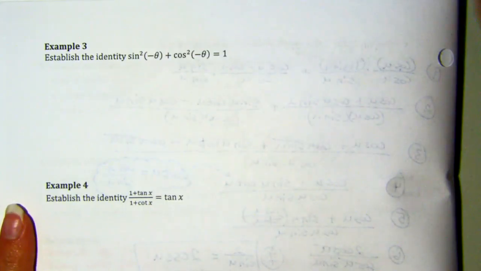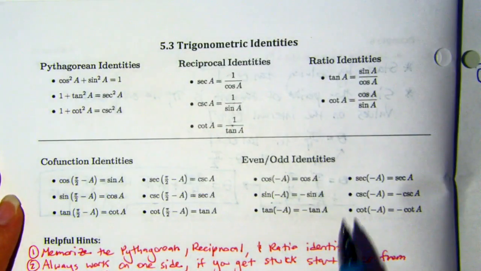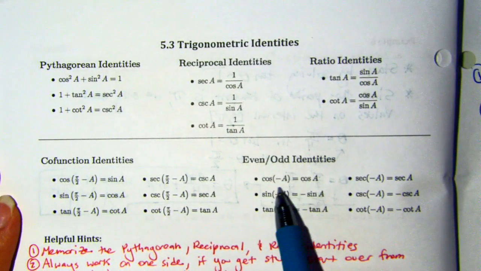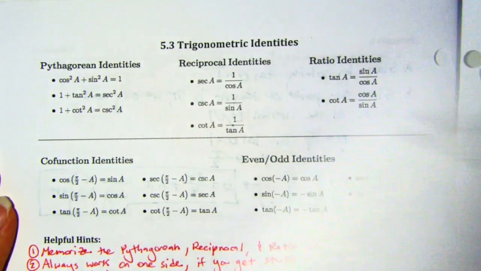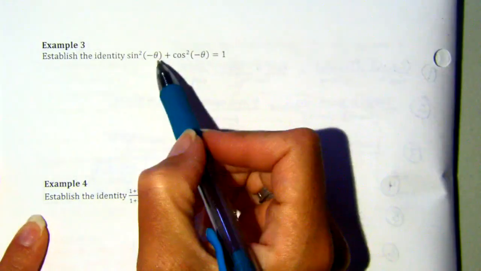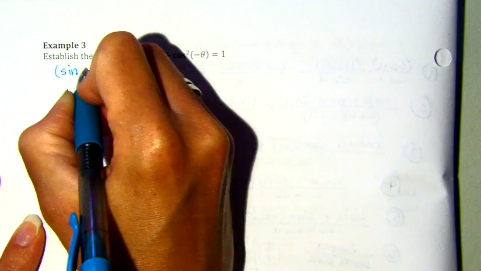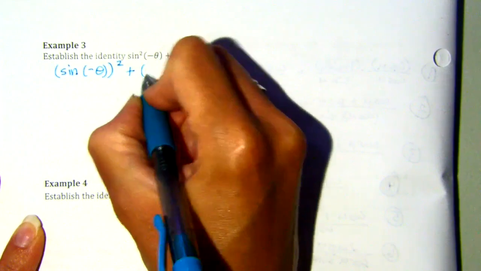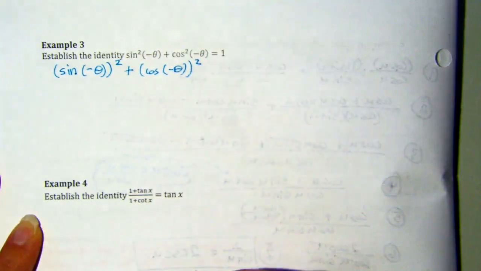Example number 3. Here we have some negative identities. So if we look back over here, those are even and odd identities. Cosine of negative theta or negative a is equal to the cosine of a. Sine of negative a is equal to negative sine of a. So essentially what we're going to do is we're going to replace this. So the sine of negative theta squared plus the cosine of negative theta squared. We want to see, does that equal 1?